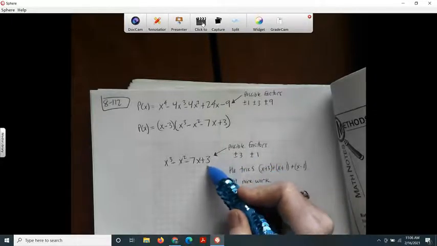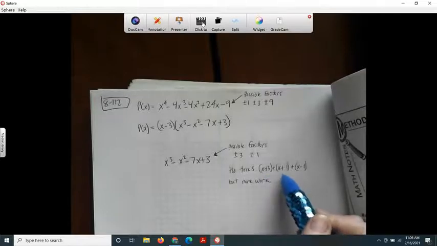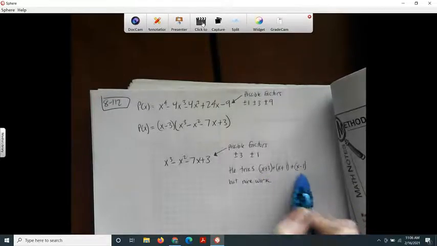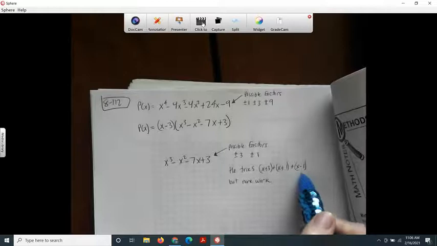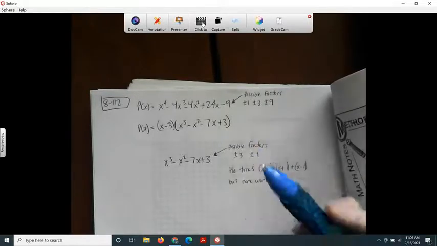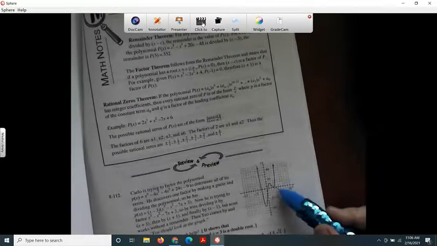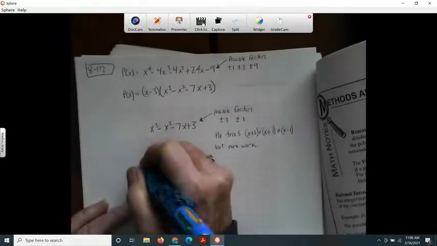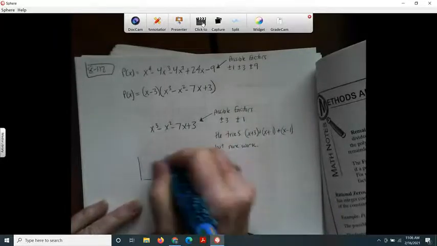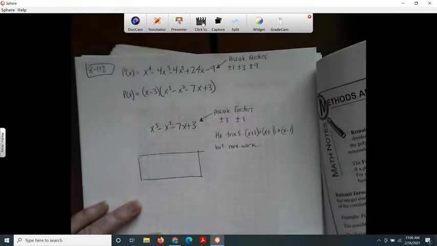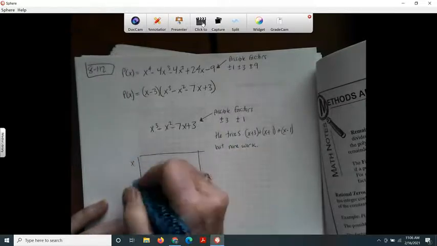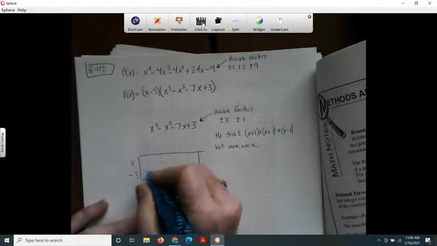But when we look at the graph, we see that 3 is a factor twice. It's a double factor because of the bounce on the graph. Because this graph bounced right here, that's how we know the 3 is a double root. So we'll go ahead and put this in the PolyDoku box. And so we're going to try x minus 3 again, because now we know it's a double factor. So we're just trying to factor this cubic here. I've just rewritten it right here.